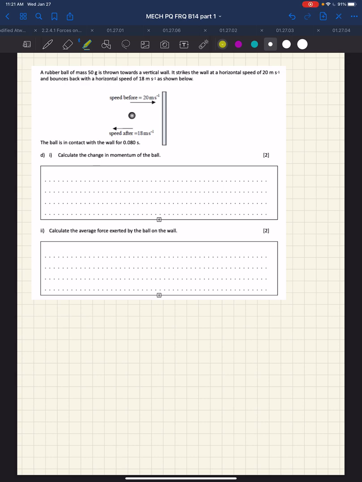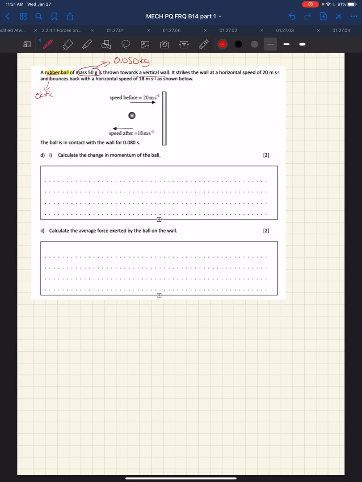Going further, we are told that there is a rubber ball, and the adjective rubber is just telling us that it's elastic. It has a mass of 50 grams. Now the 50 grams is not in standard units, so we're going to convert that right away to 0.050 kilograms. It's thrown towards a vertical wall.